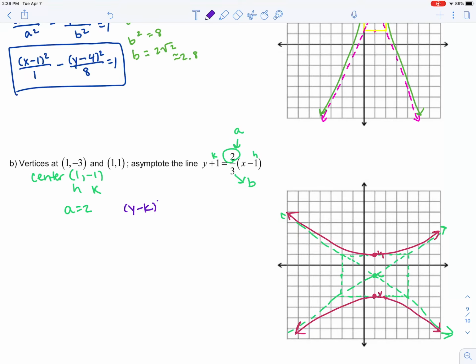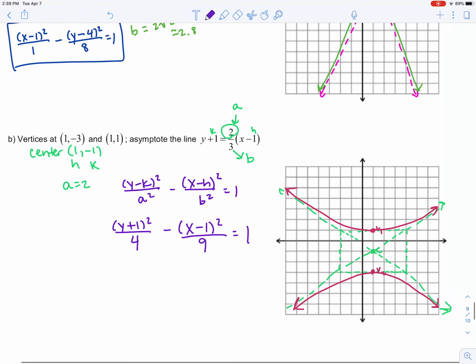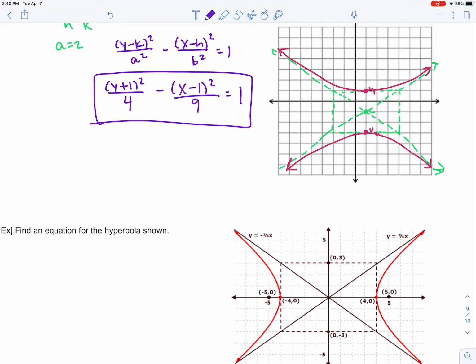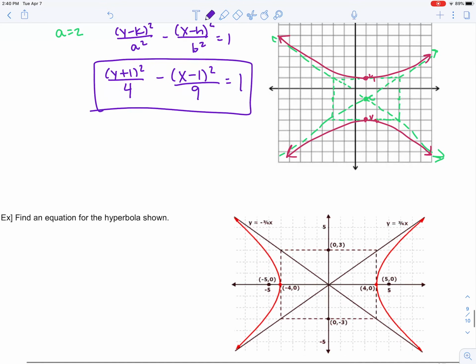This is a vertical hyperbola, so I know that this is the form of the equation. The y minus k squared comes first, over a squared, minus x minus h squared over b squared, equals 1. Okay, so k is -1, so I have y plus 1 squared over a squared. a was 2, so a squared is 4, minus x minus h, so x minus 1 squared over b squared, which is 9, equals 1. So that is the final equation for that one.